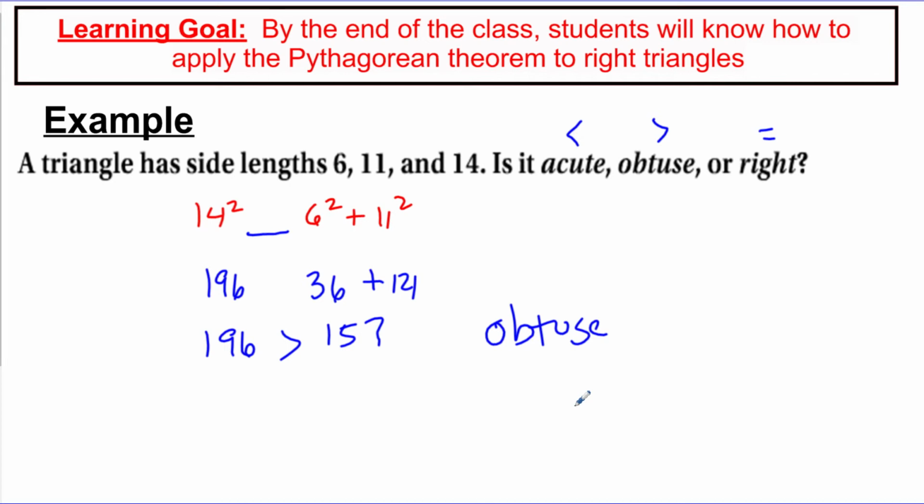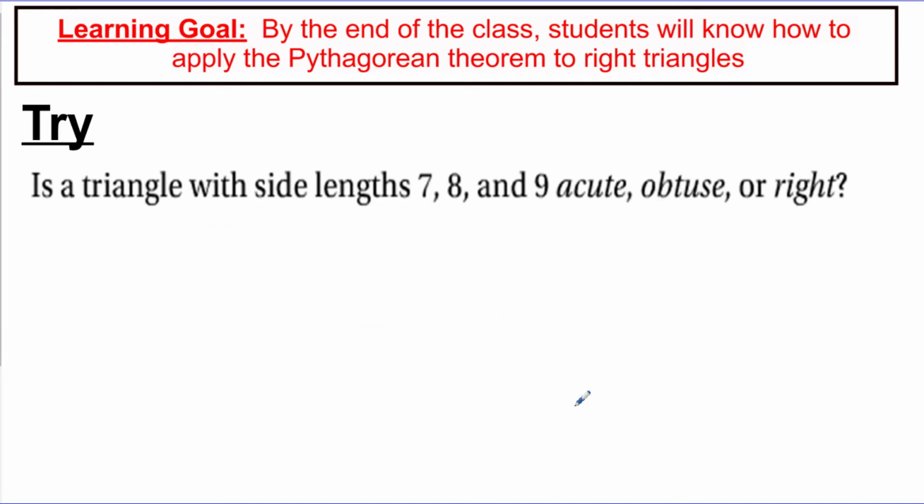Okay, so let's take a look at one more example so you can see the other way. 7, 8, and 9 is a possible triangle, so I'm going to plug in and say 9 squared, and I'm comparing that to 7 squared plus 8 squared. We're going to find out what happens here. Again, I'm going to leave myself a nice little blank here. Remember, acute is if I get a less than in between this, obtuse is if I get a greater than, right is if I get an equals.